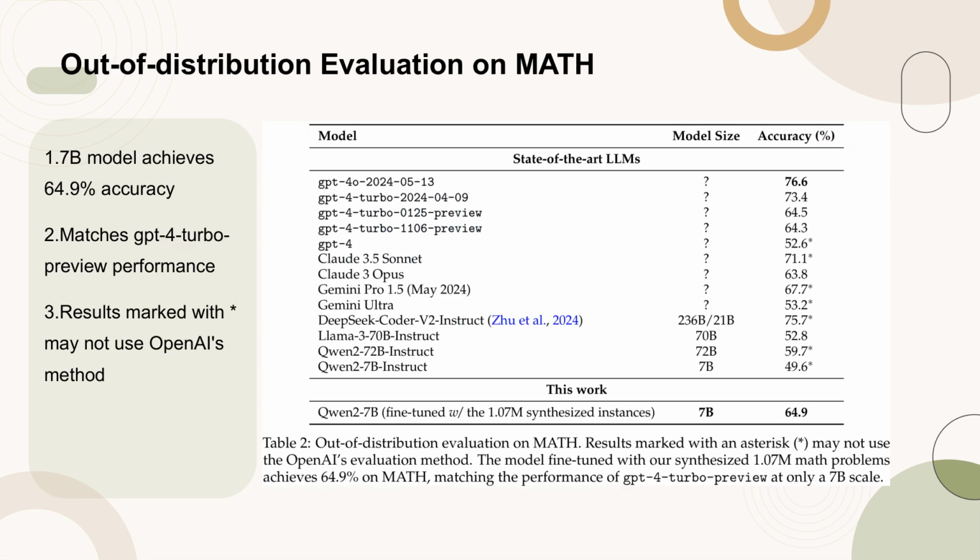Table 2 presents the out-of-distribution evaluation results on the math dataset. The model fine-tuned with 1.07m synthetic math problems achieves 64.9% accuracy, which is comparable to the performance of GPT-4 Turbo Preview at a significantly smaller scale of 7b parameters. Results marked with an asterisk symbol indicate that they may not have used OpenAI's evaluation method.